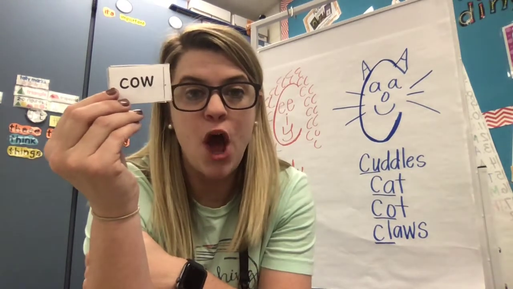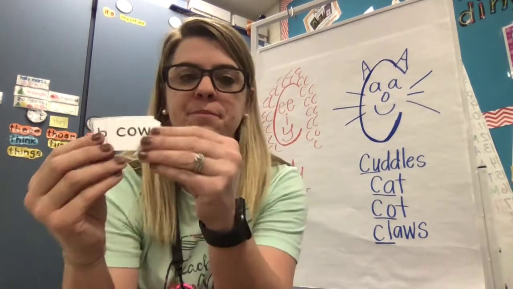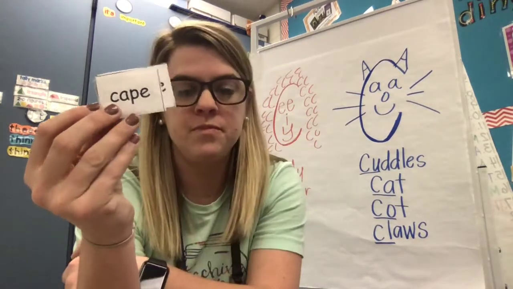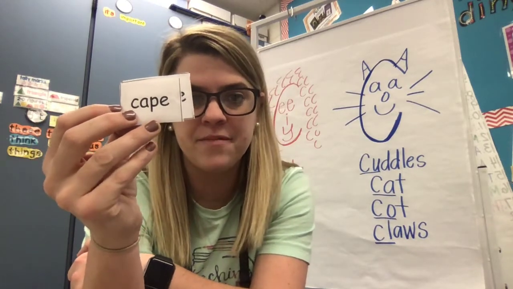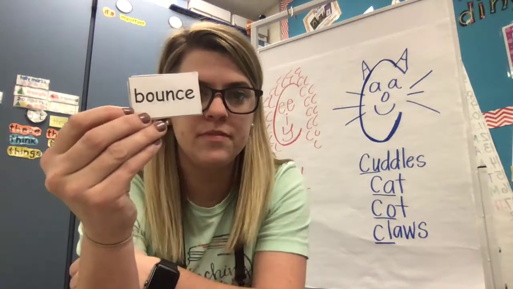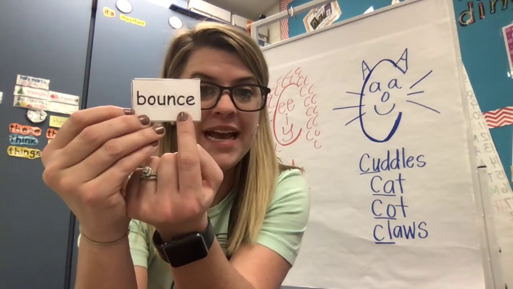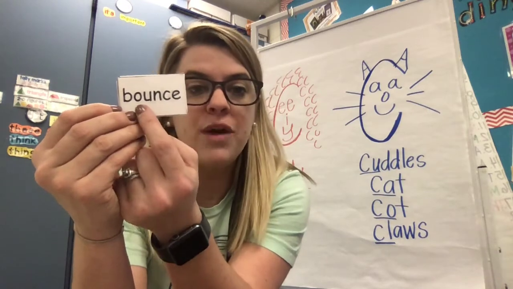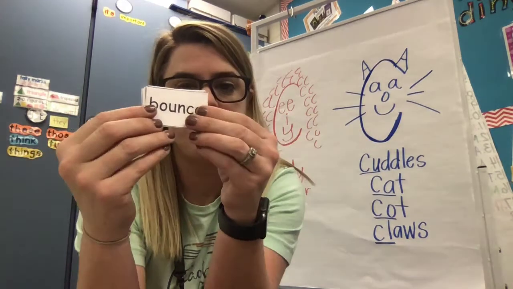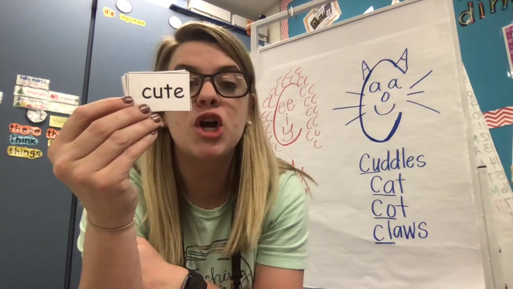C is followed by an O. What does it say? K. We know O-W from this week, so k. Ow. Cow. Good job. All right. What about this word? C followed by an A. Cape. Good job. This CE is way back here at the end, right? Does that matter though? Nope. Here we go. So we have B. Ounce. Bounce. Very good. All right, let's see what our next one is. Cute. Good job.